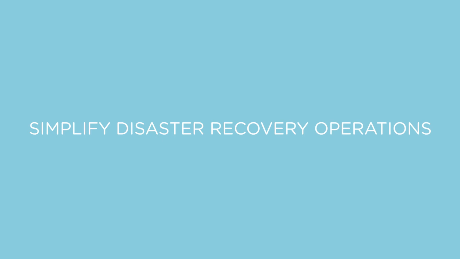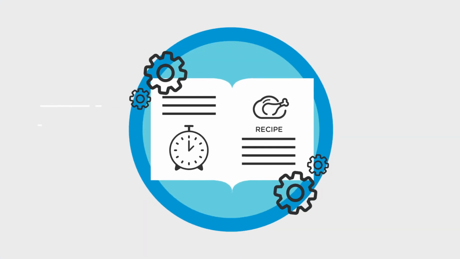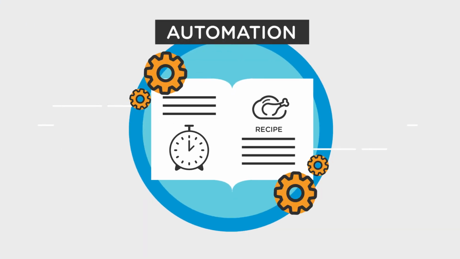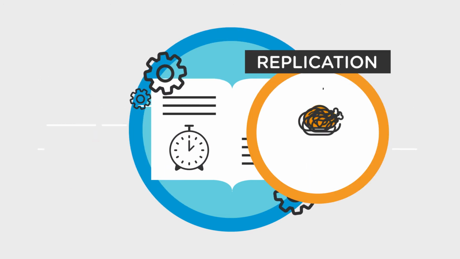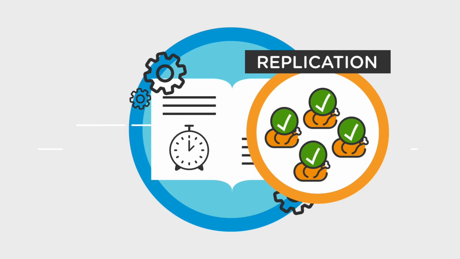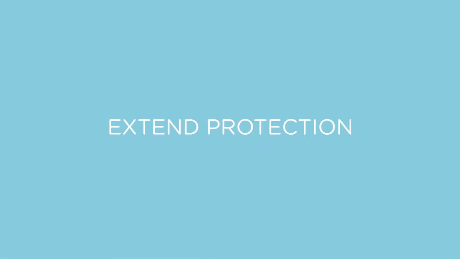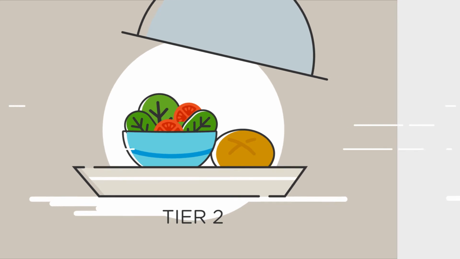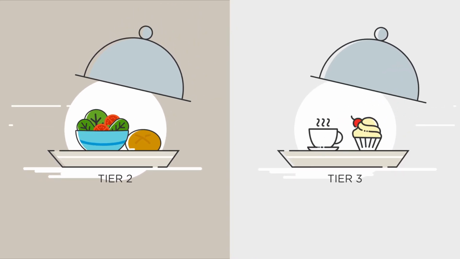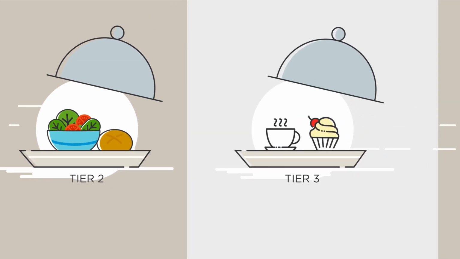Simplify and streamline disaster recovery operations by using proven and familiar VMware automation, orchestration, and replication technologies, with the ability to test and verify at any time without disruption. Because of these cost and time savings, you can extend protection beyond mission-critical services to include essential Tier 2 and Tier 3 workloads, regardless of where your applications operate.